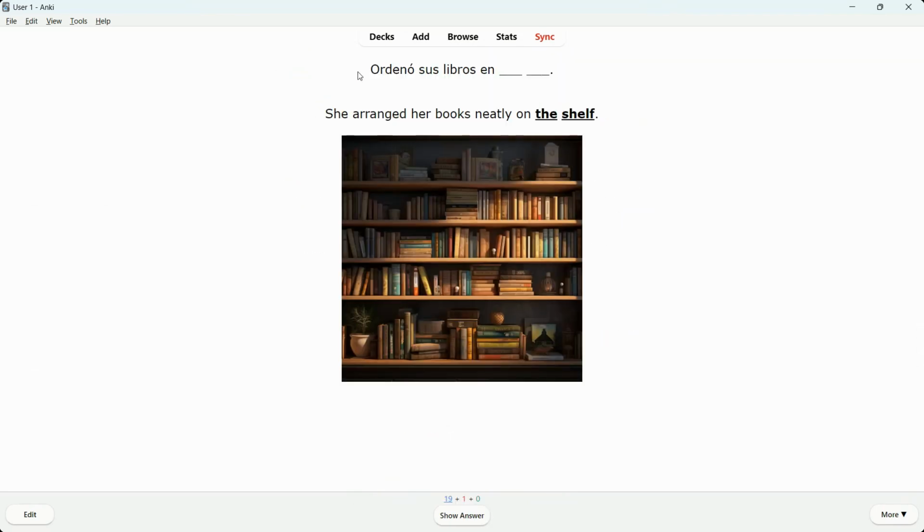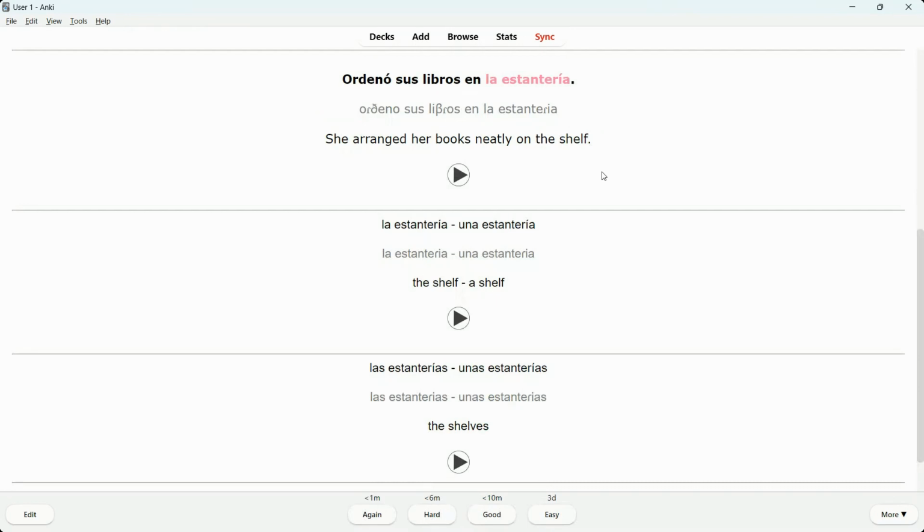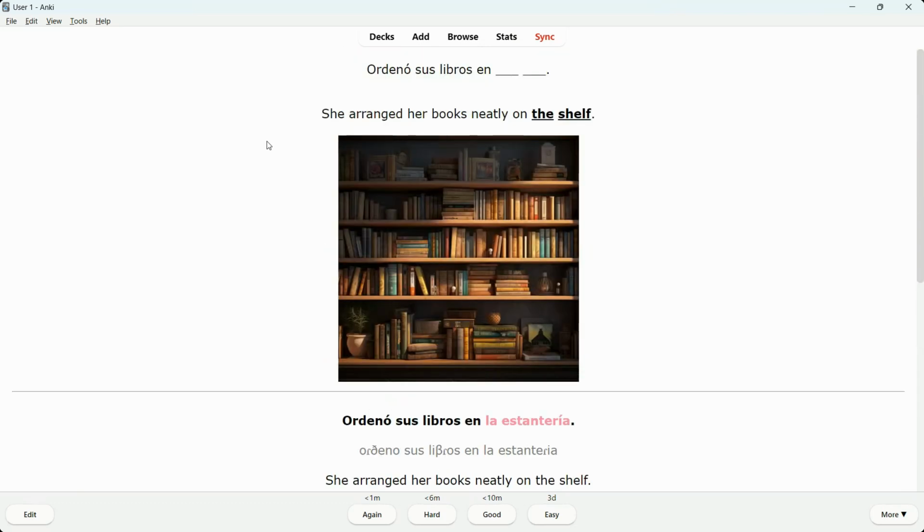Let's do another one. We have a Spanish sentence, English translation, and we have to know this shelf. And of course, we see a picture. Ordenó sus libros en la estantería. La estantería, una estantería. Las estanterías, unas estanterías. Wonderful. And again, we see the same setup: sentence, singular, plural. And again, the structure is the same for Latin American, but audio, pronunciation, certain words, certain sentences, they are different.